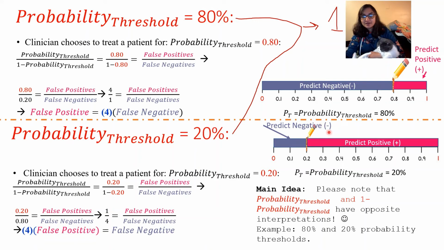Instead of 80%, if it's 20%, then we predict negative. Otherwise, if the patient's predicted probability of having the disease is greater than or equal to 20%, we predict positive. Instead, in the earlier situation, it was that if the patient's predicted probability of being positive is greater than or equal to 80%, predict positive. But here, it just has to be greater than or equal to 20%.